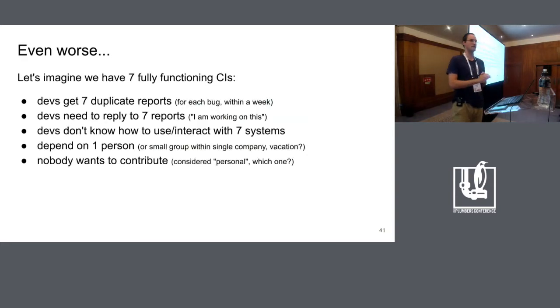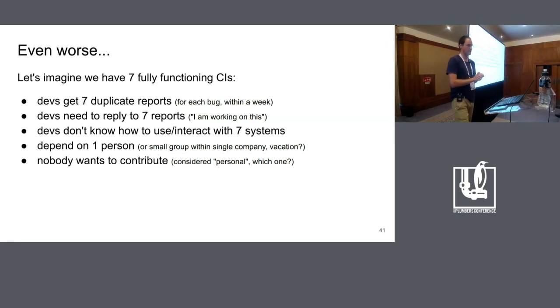And it's even worse. Let's imagine we actually have 7 CIs that succeed and actually start testing the kernel. Then developers get 7 copies of each bug report for each bug, right? And probably within a week, because some of them will have different latency. And you will actually need to reply to all 7 of them, because if you don't reply to one, another developer may start fixing the same bug, looking just at the different report where you didn't say, I'm working on this, right? And also CI people will just think that you maybe lost their report.